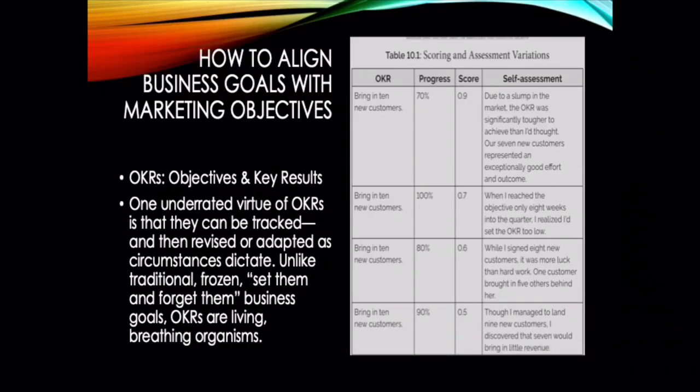I already mentioned the book Measure What Matters by John Doerr. This book has a table that helps you align business goals with marketing objectives. Doerr talks about OKRs, objectives and key results. These OKRs can be tracked and then revised or adapted as circumstances dictate. Just like in my definition of modern marketing: measure, analyze, adapt, rinse, repeat.